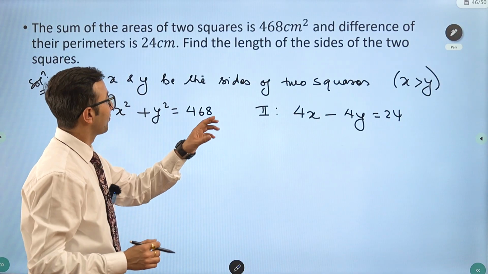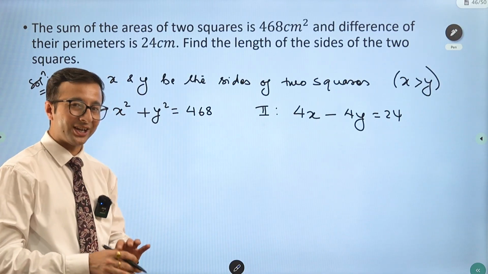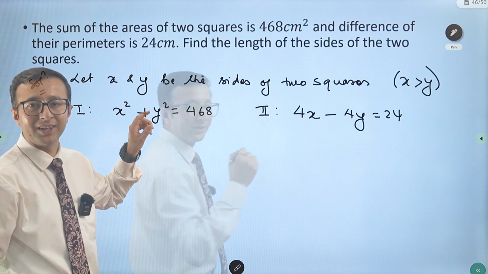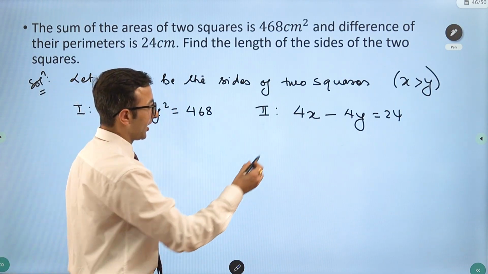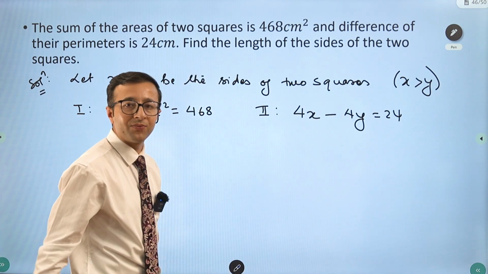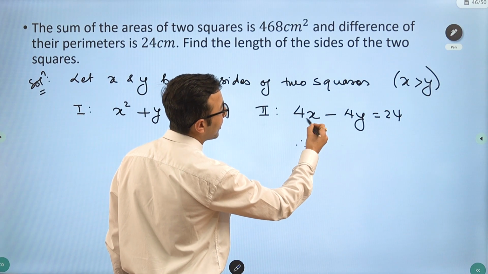But remember that once we get these two equations, they are not both linear equations. There is only one linear equation, but the other is a quadratic equation, and you know that a quadratic equation has two roots. So from here we can see that all the terms are divisible by 4. So we will divide all the terms by 4.